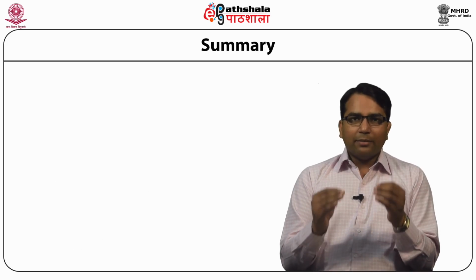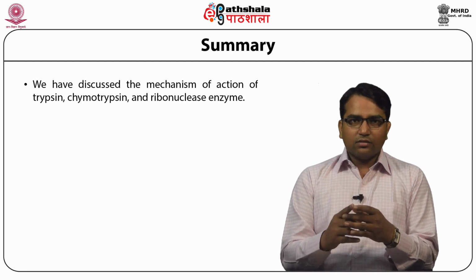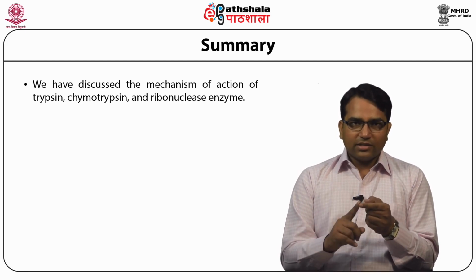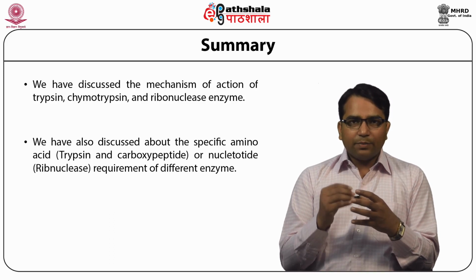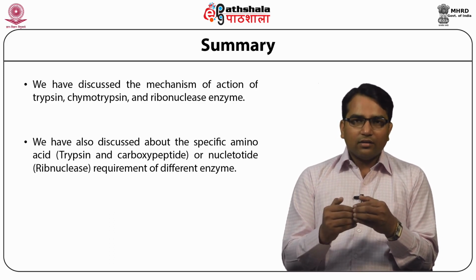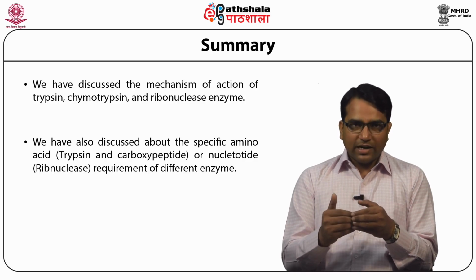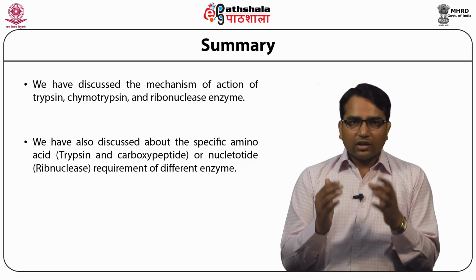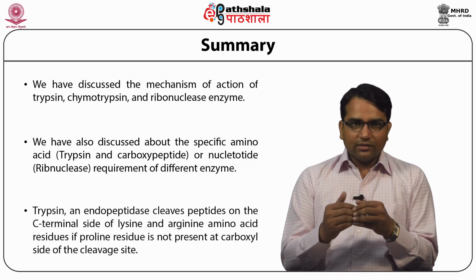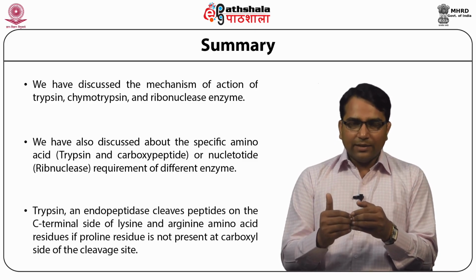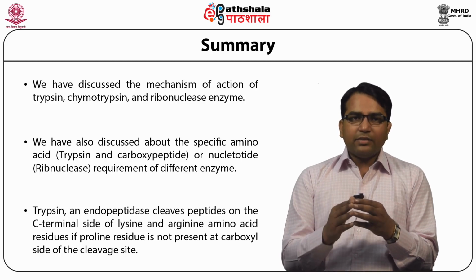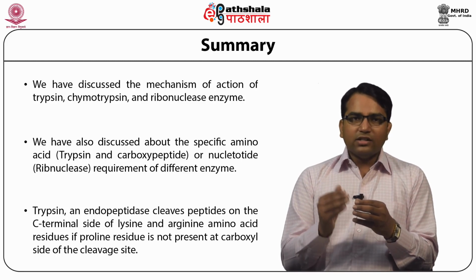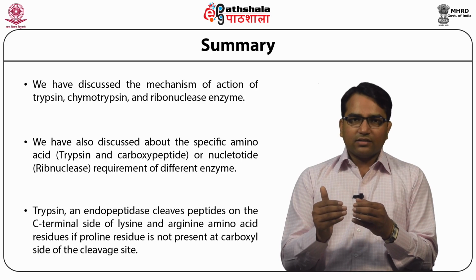Let's summarize what we have discussed in this module. We have discussed the mechanism of action of trypsin, chymotrypsin and ribonuclease enzymes. We have also discussed the specific amino acids required in the substrate of trypsin and carboxypeptidase. We have also discussed the specific nucleotide requirement of ribonuclease, and we found that trypsin, an endopeptidase, cleaves peptides on the C-terminal side of arginine and lysine, but not if proline is present at the carboxyl side of the cleavage site.